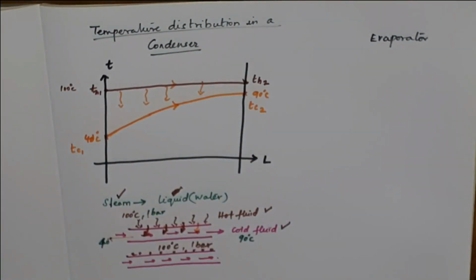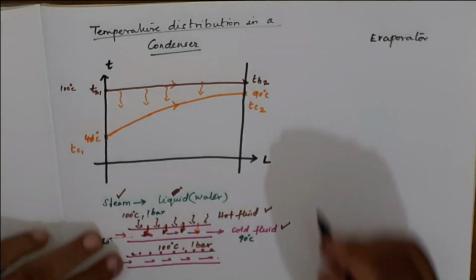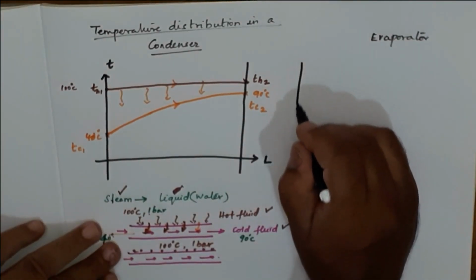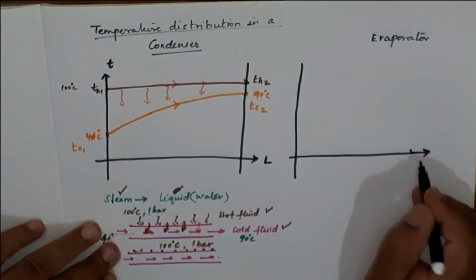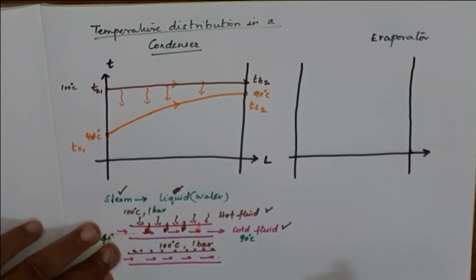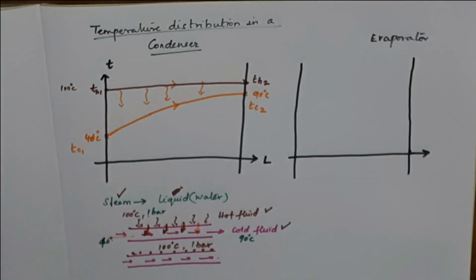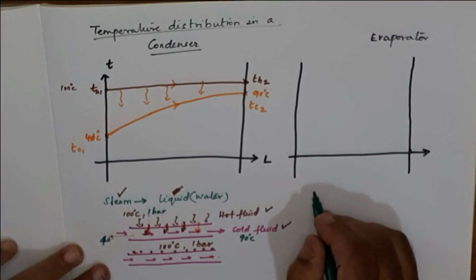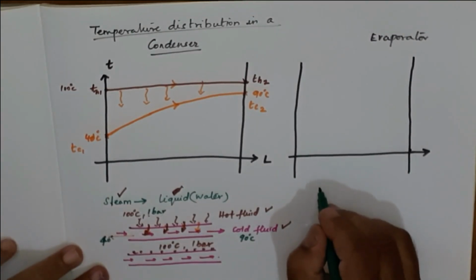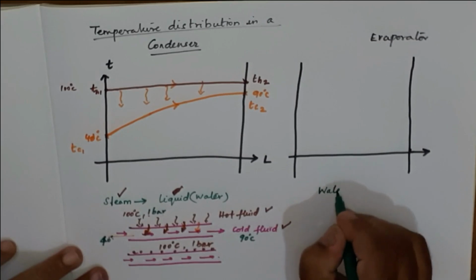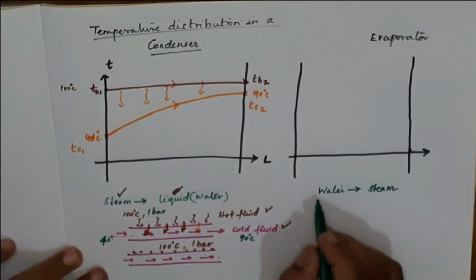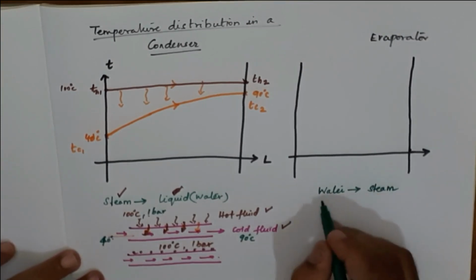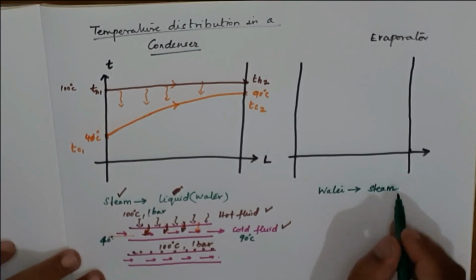Right? So similarly, we'll draw a diagram for an evaporator. Let me draw a shorter one here. Now what is the condition here? In an evaporator or boiler, you have water that enters here and is converted into steam. In the case of a boiler, liquid water entering into a boiler converts into steam. It is also an evaporator.